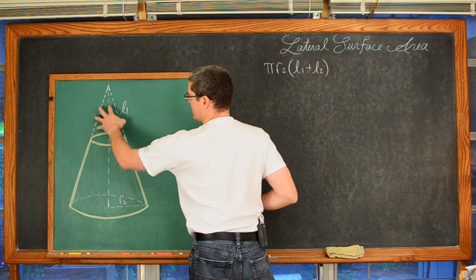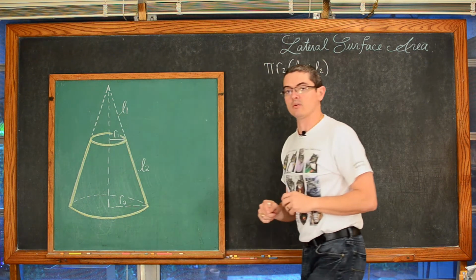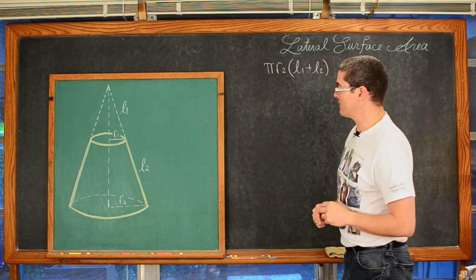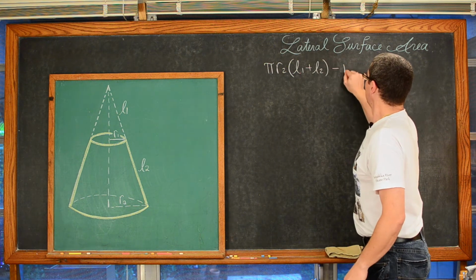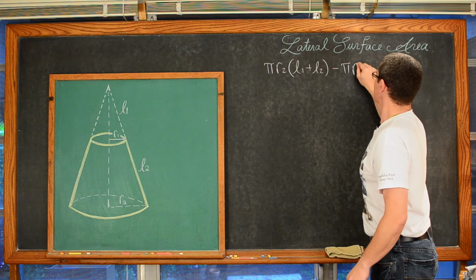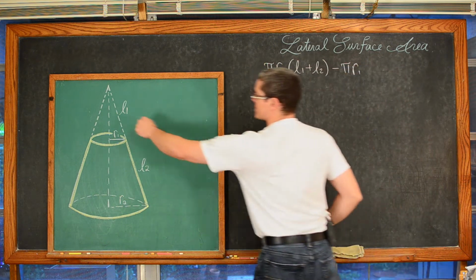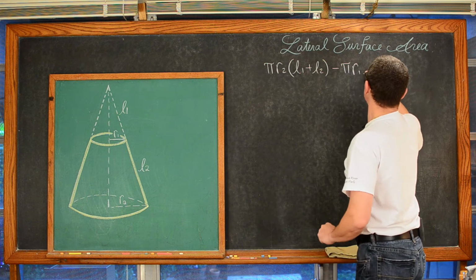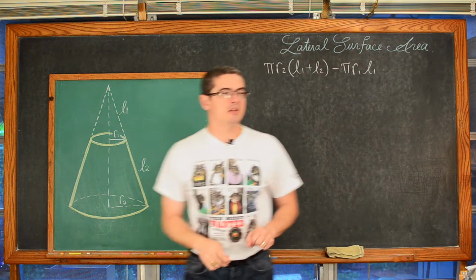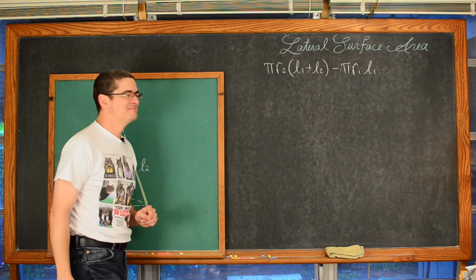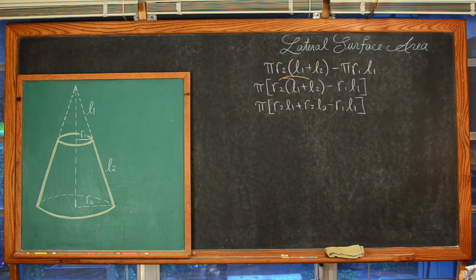Now what I want to do is subtract out the lateral area of the top cone that I've cut off. So we're just going to subtract pi times r sub 1, for another radius, of course, times this cone's slant height, which is L sub 1. Alright, so let's pause the video and get part of this cleaned up.